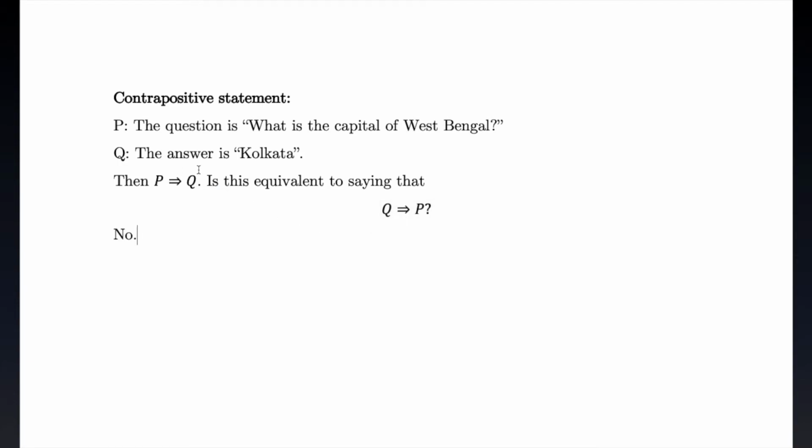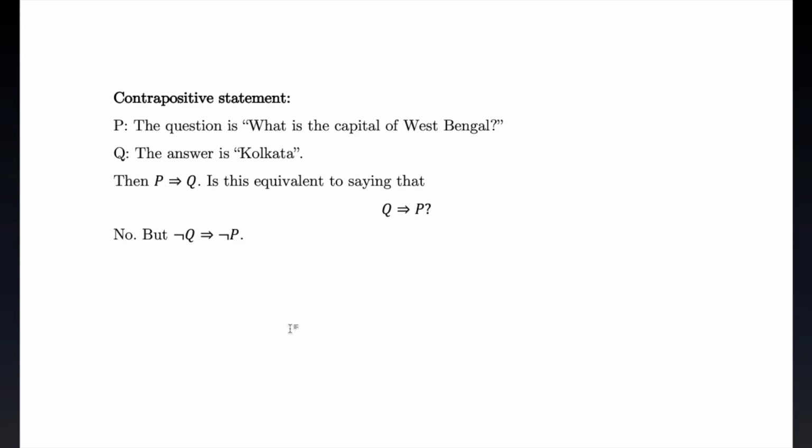Now, as Gracie said rightly, the negation of Q will definitely imply the negation of P. If the answer is not Kolkata, then we can certainly say that the question was not, what is the capital of West Bengal? So negation of Q implies negation of P. This is called the contrapositive statement. P implies Q is the same as negation of Q implies negation of P.